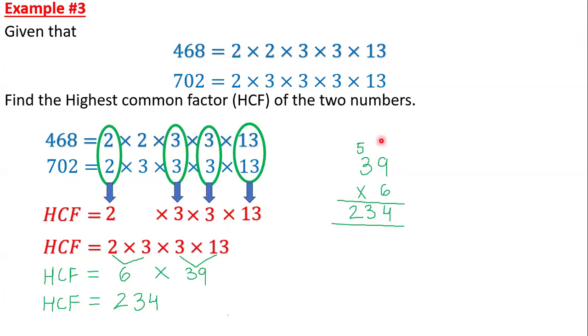So Jamar, the first step is we group the common factors. We group the 2, and that counts for 1, 2. We group the 3's, and that counts for 1, 3. We group the 3, that counts for 1, 3. And we group the 13, and that counts for what? 13. Does that make sense so far? That's the first thing we do.